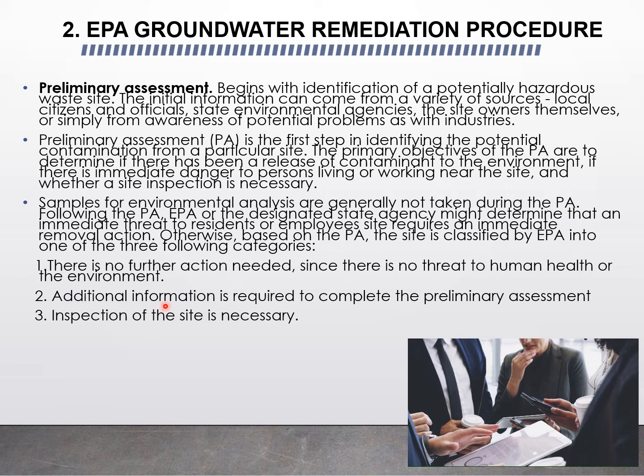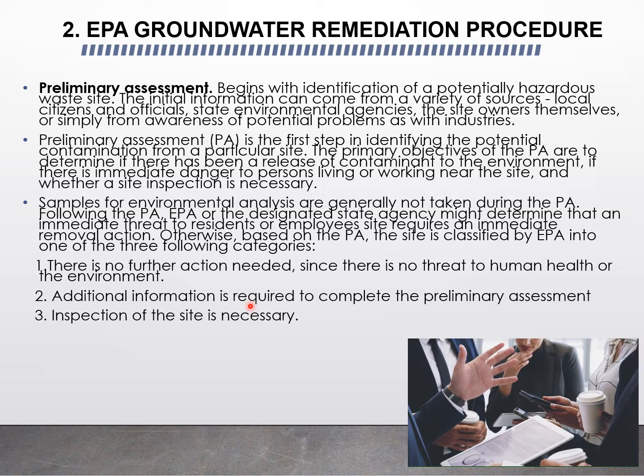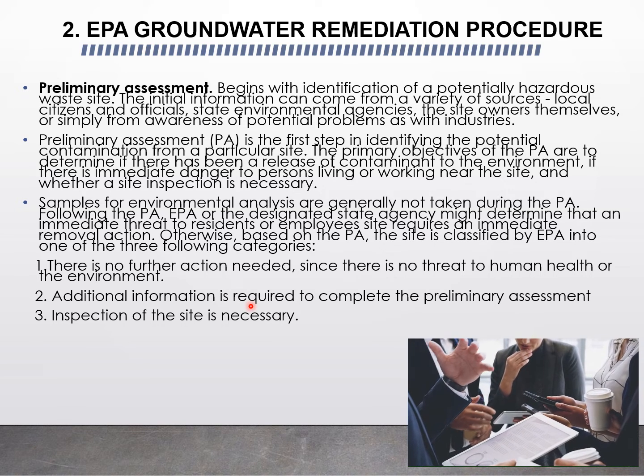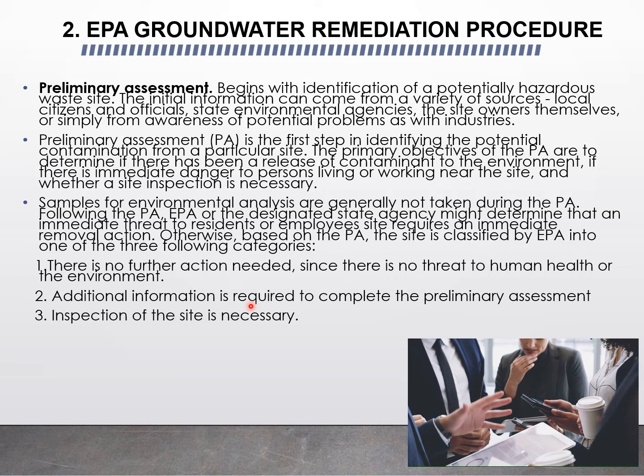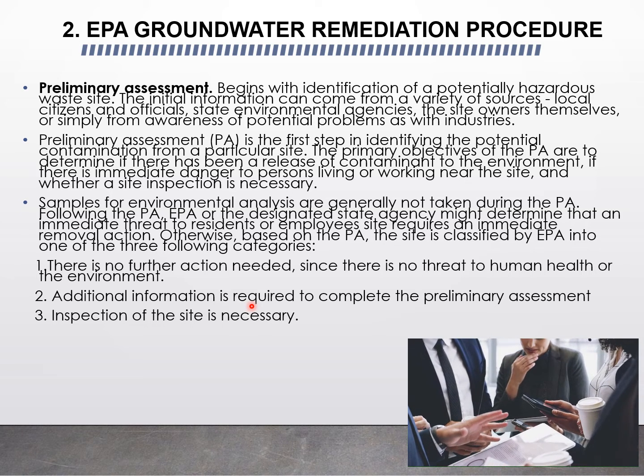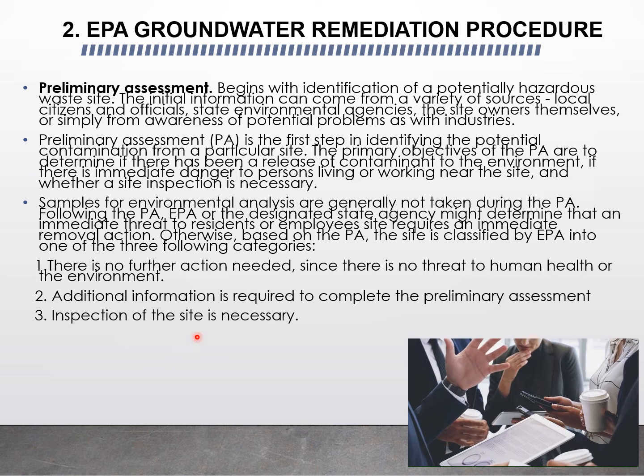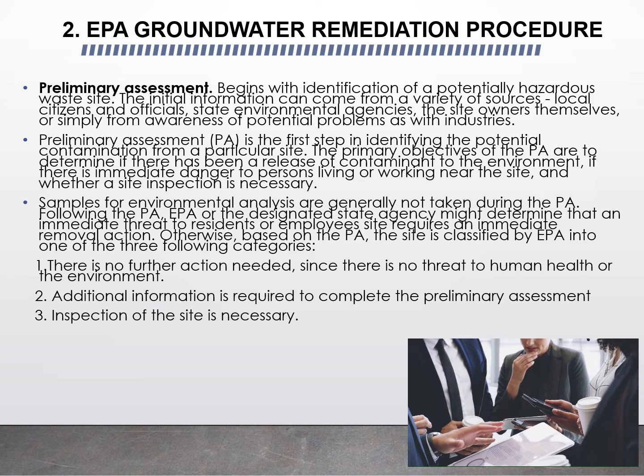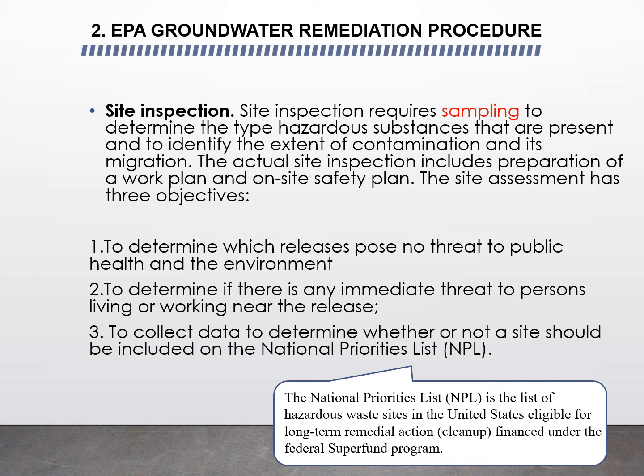Second is that additional information is required to complete the preliminary assessment. Maybe there is something dangerous to the environment. And lastly, inspection of the site is necessary. This needs some action. So if they need some action, we need to do the site inspection. It requires sampling to determine the type of hazardous substance present and to identify the extent of contamination and its migration.